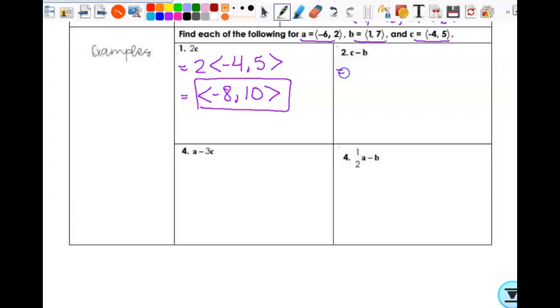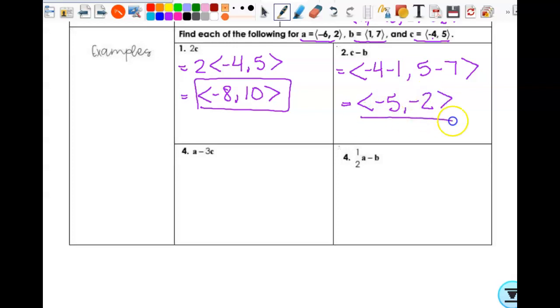c minus b. The x value for c is -4 minus the x value for b, which is 1. Then 5 minus 7, which means I'll get (-5, -2). We good? Make sense?